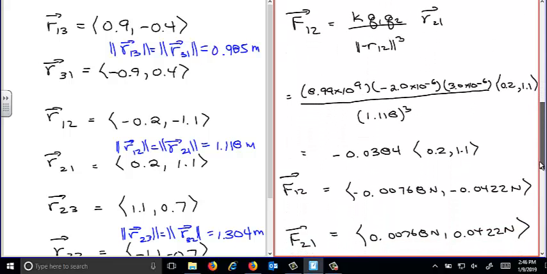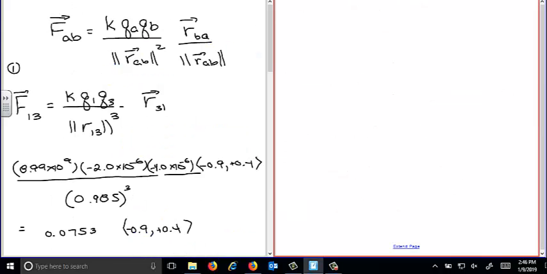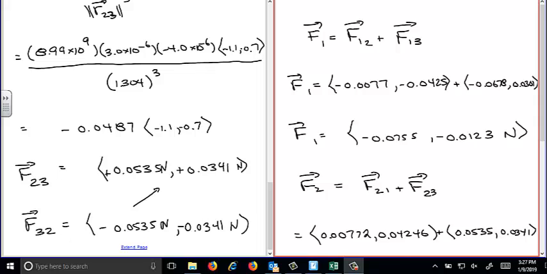F12, they're both negatives. F21, both positives. Okay, so that all makes sense. Okay, so the last part is we need to find the vectors F1, F2, and F3, and we do that by adding the two component vectors together, F12 and F13. Force on charge 1 due to charge 2, force on charge 1 due to charge 3.